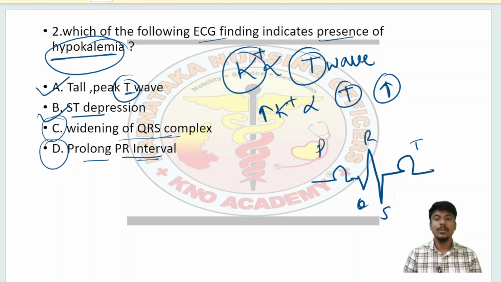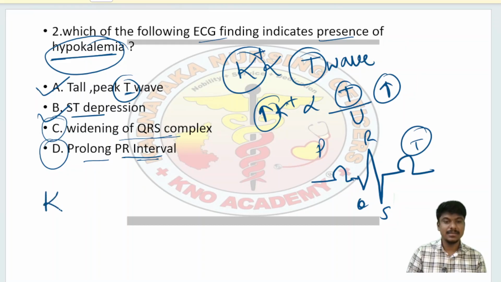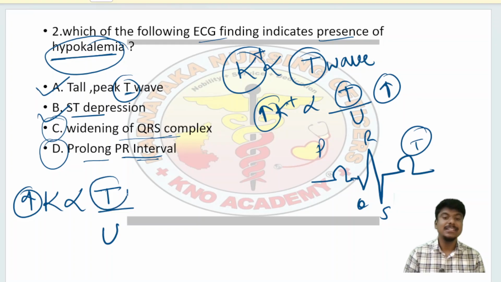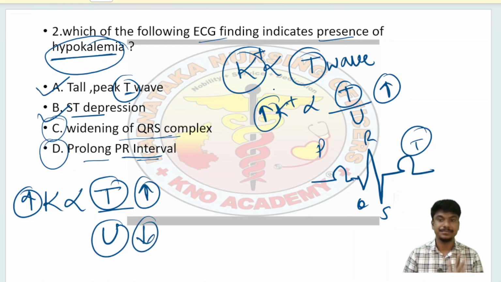I told you potassium is directly related to the T wave and inversely proportional to the U wave. Here I will write: potassium is directly proportional to the T wave and inversely proportional to the U wave. Means when there is hyperkalemia, you can see a prominent T wave and disappearance of the U wave. The U wave will not be seen in hyperkalemia.